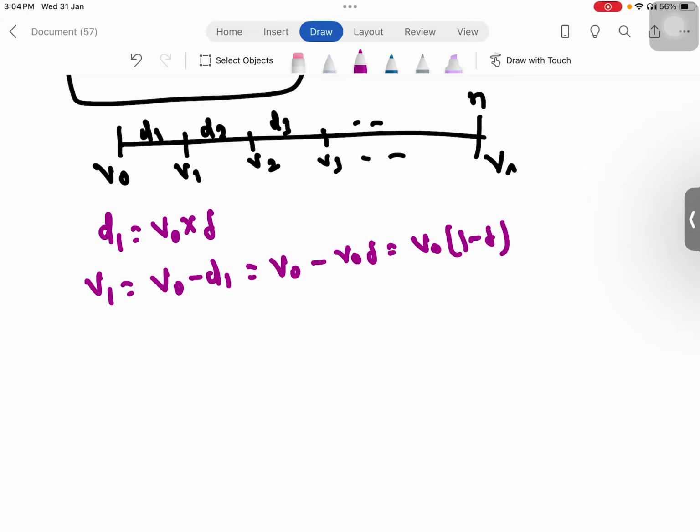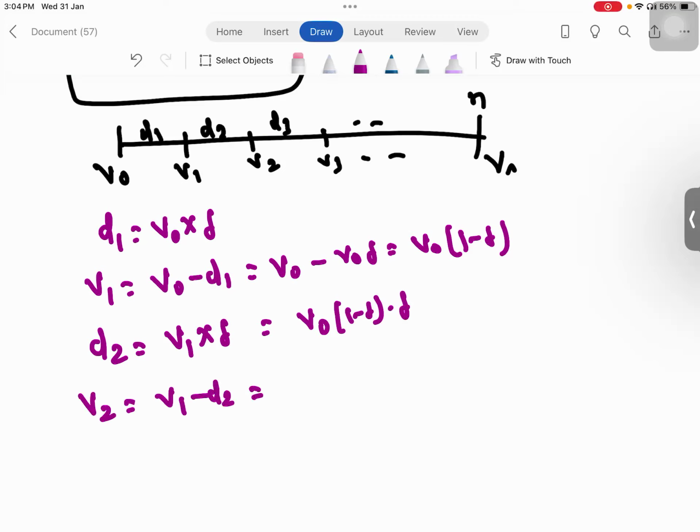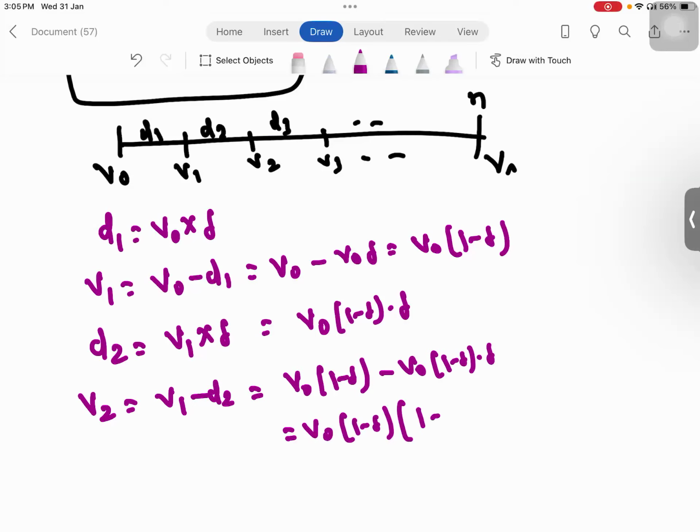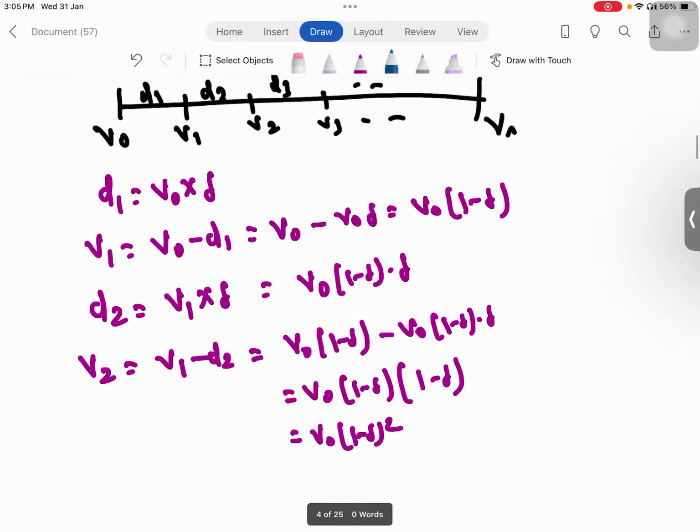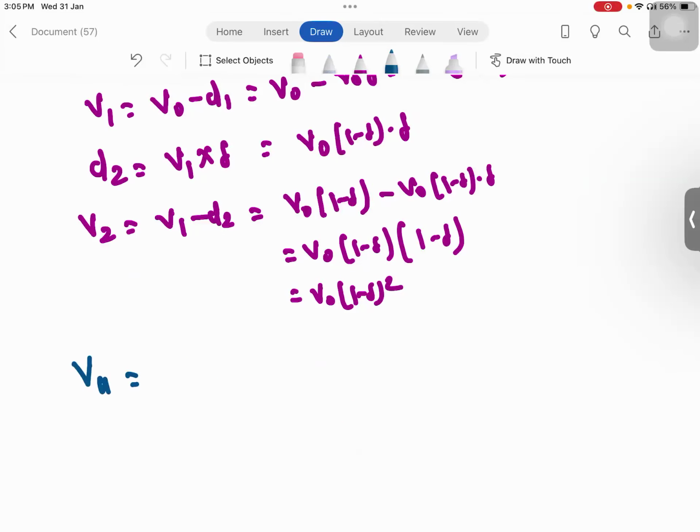So let's say if I want to calculate D2, it is equal to V1 multiplied with F, and V1 is equal to V naught into 1 minus F, into F, right? So if I want to calculate V2, V2 equals V1 minus D2. V1 is calculated as V naught into 1 minus F, minus V naught into 1 minus F into F. If you take V naught into 1 minus F common, you will get V naught into 1 minus F whole square. Similarly, if you do the calculation for the a-th year, you will get V naught into 1 minus F to the power a.